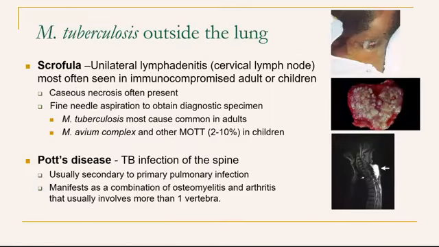Outside the lung, you can see two major presentations of MTB. That would be scrofula and Pott's disease. Scrofula is the unilateral lymphadenitis, or a cervical lymph node infection, which is most often seen in the immunocompromised adult or child. Caseous necrosis is often present. Normally, a fine needle aspiration is used to obtain diagnostic specimens for culture and to find the disease.